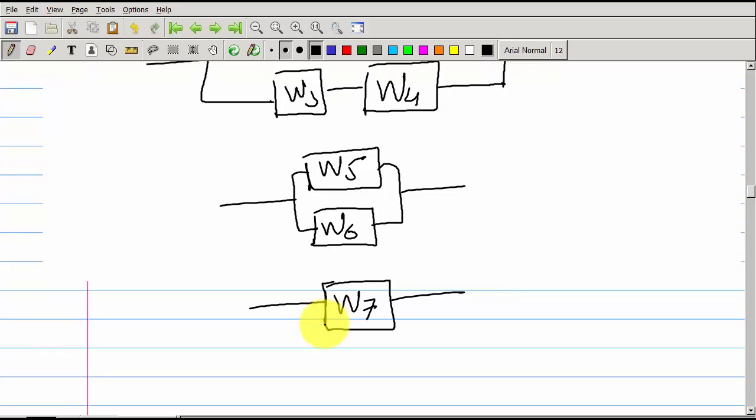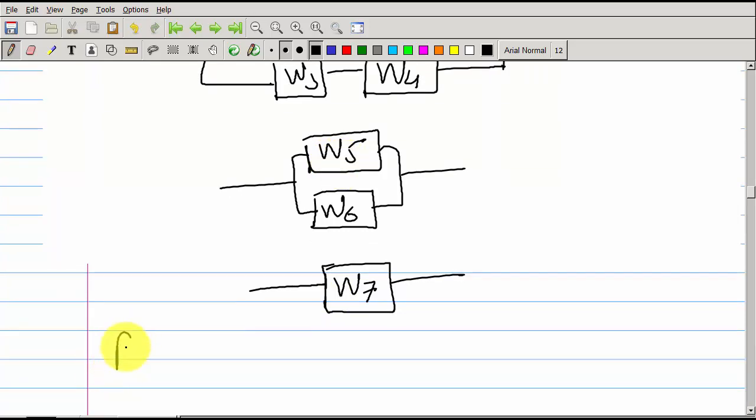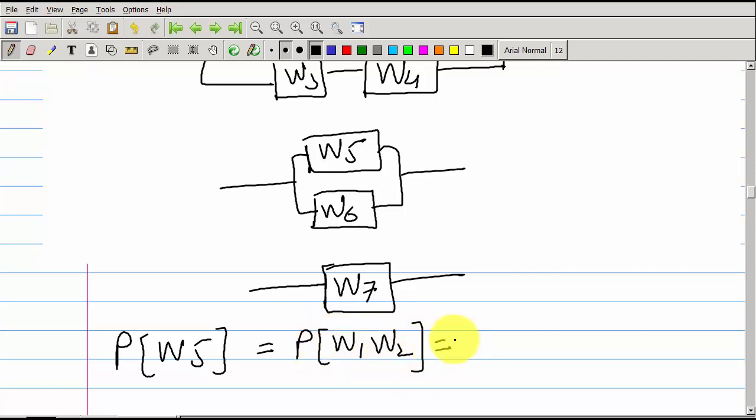Remember that we are not physically reducing them, we are just finding the probabilities, what is the probability of success of this process. So for the components in series, this is P(W5), so we say that P(W5) will be simply the product of these two probabilities which are in series, P(W1), P(W2), and they have the same probability P squared, which is 0.9 squared, and it is 0.81.